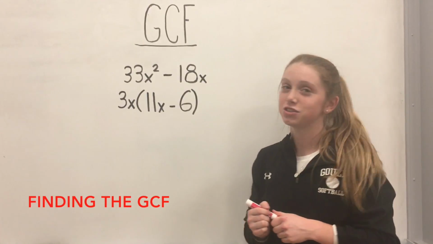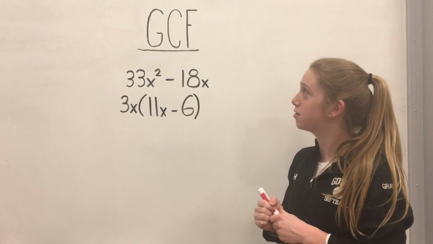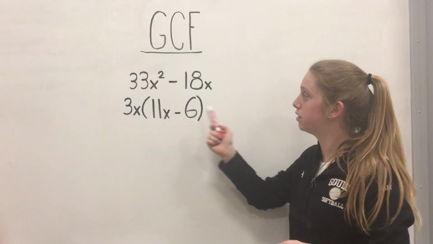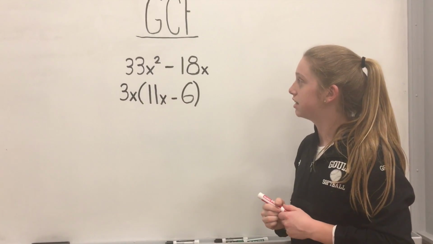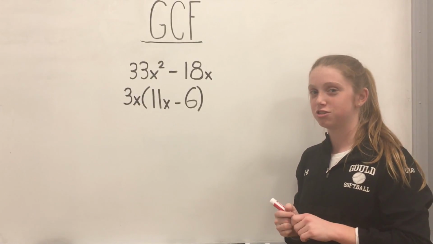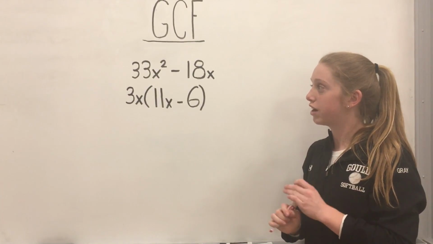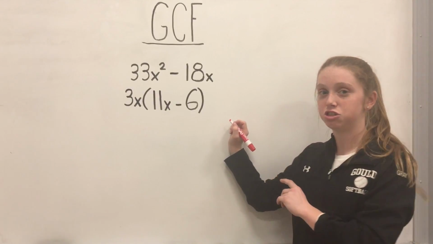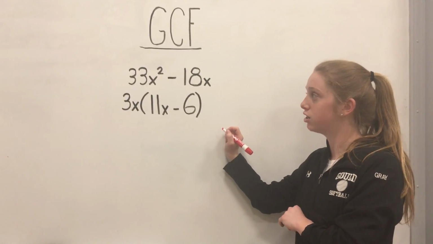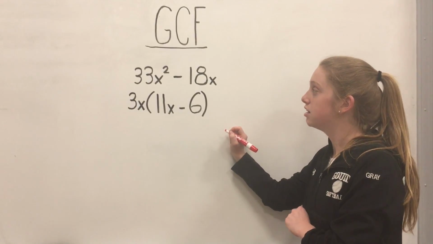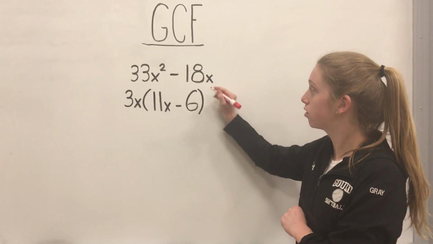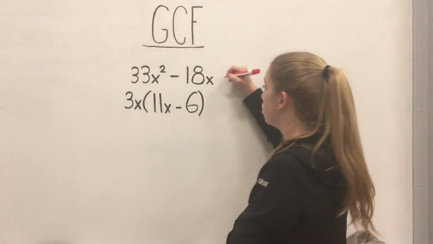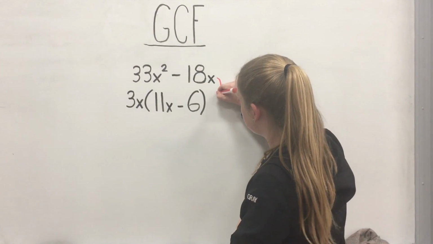In this lesson, you will learn to factor using the GCF method, which is the greatest common factor method. An equation that you could be given would be 33x squared minus 18x, although there are many other equations you could be given. To factor this specific equation, you would first need to find the GCF, which is the greatest common factor, a number that can go into both 18 and 33 for this equation specifically.